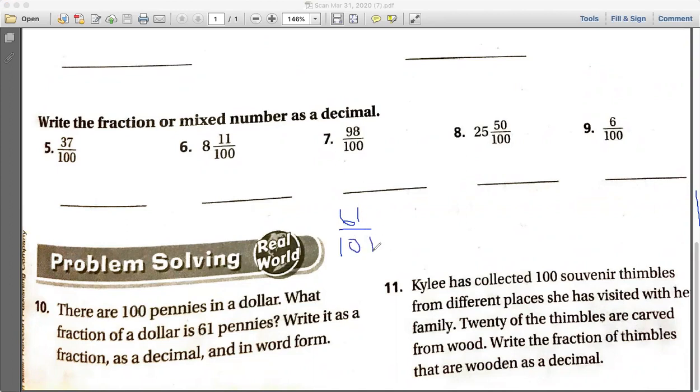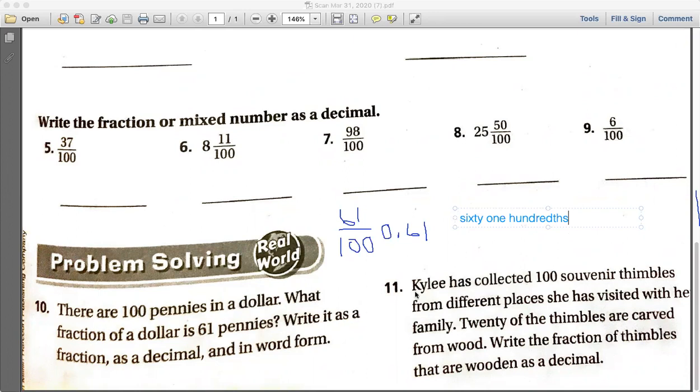looks like this. 61 hundredths looks like this. You don't have to say the 0 and 61 hundredths. You just write it that way. Okay, and then to write it in words, you would say 61 hundredths. Nope, not hundreds, hundredths. Hundredths, okay? It's like fractions. Okay, so that's number 10.